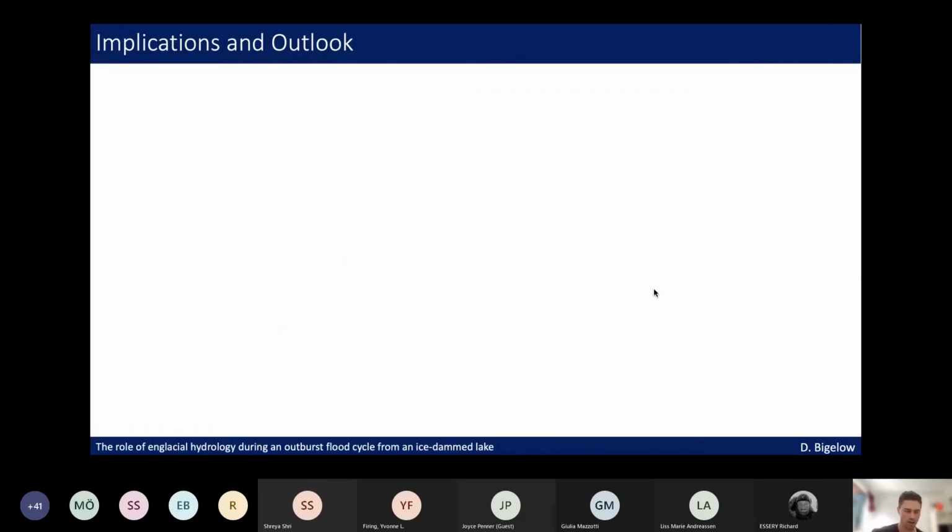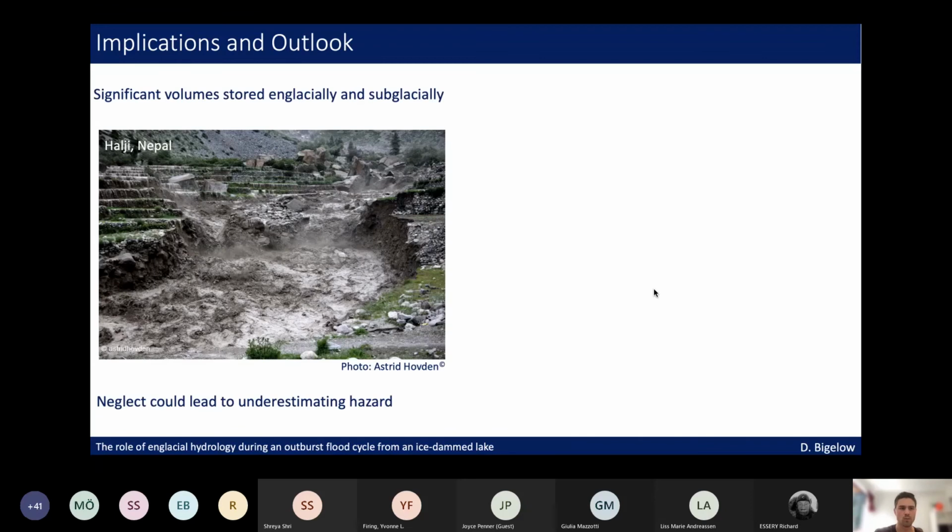So this is all well and good, and that's a lot of data, but I want to come back down to earth a little bit and talk about the implications of this study. Firstly, what we learned was that there are significant volumes of water stored englacially and subglacially. And so glacial lake outburst floods are a serious hazard, especially in high mountain Asia, and neglecting the englacial and subglacial components in evaluating the potential for these drainage events to happen and the potential magnitude of these events could lead to an underestimate of the hazard posed by these lakes.